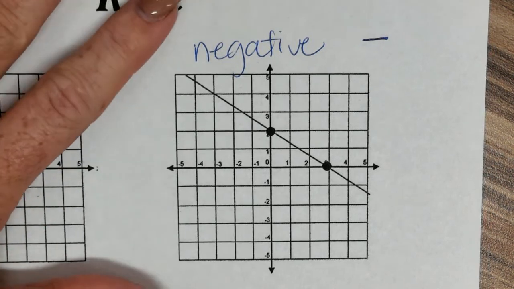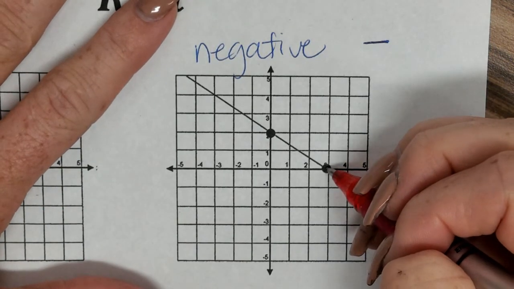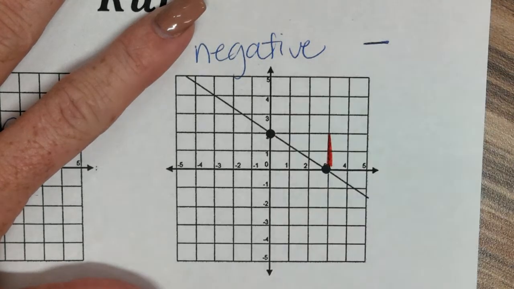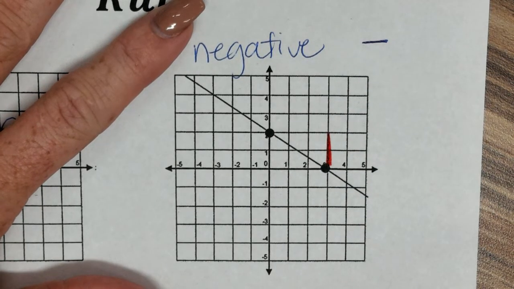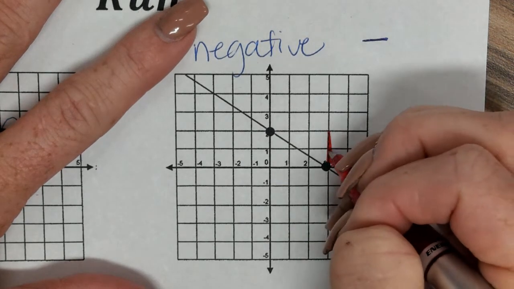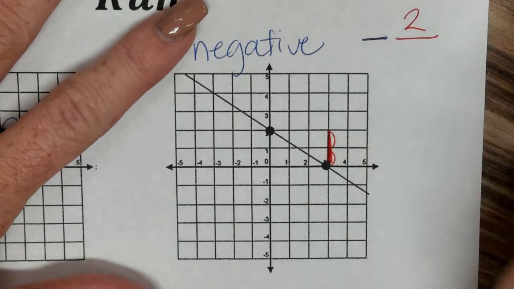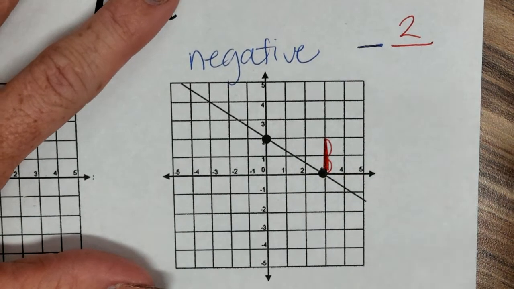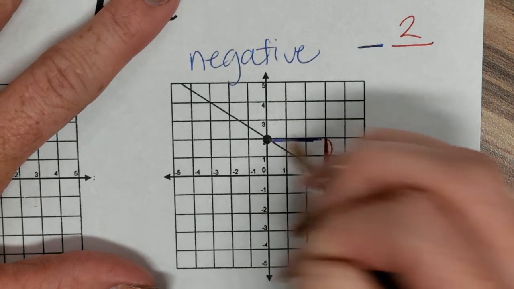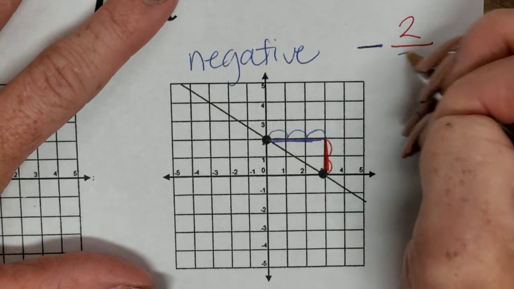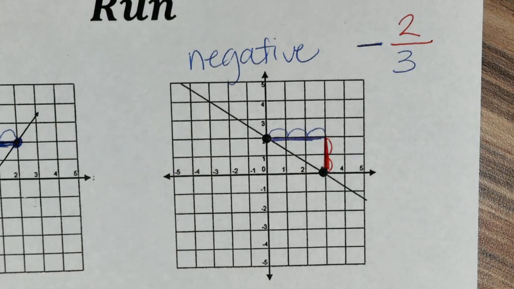Bottom. The bottom. So find the bottom dot and go up to rise till you're even with this dot. How many squares did you rise? 2. 1, 2. That's my top number. Now we're going to do our run. How far did I run? 3.